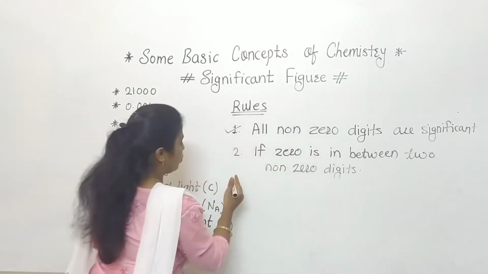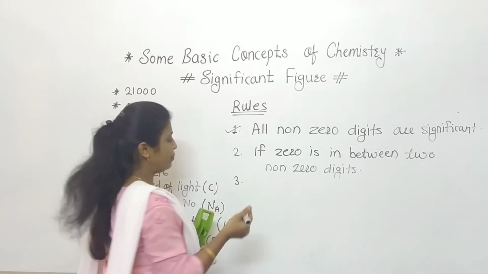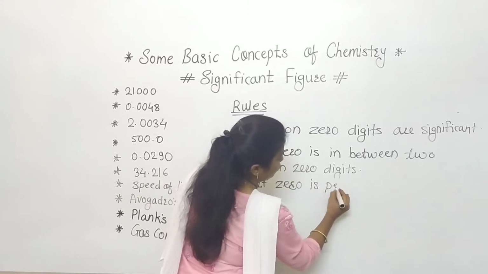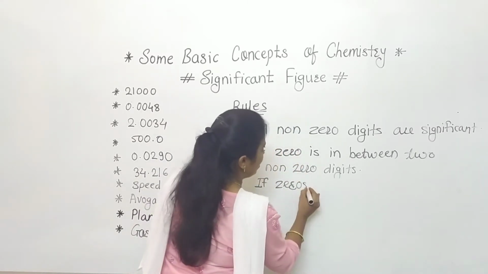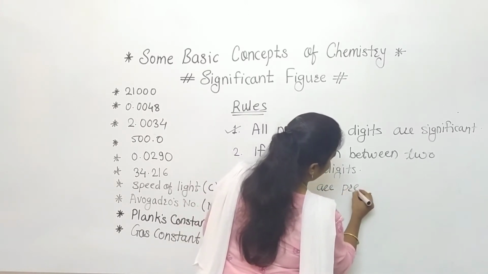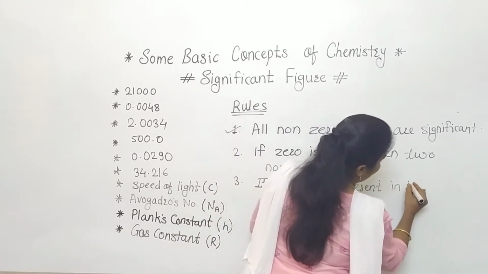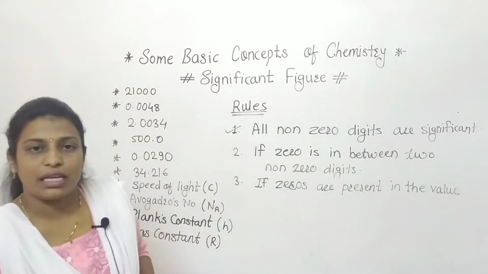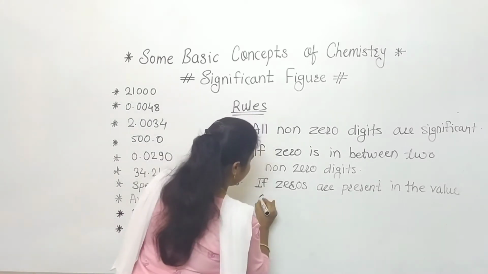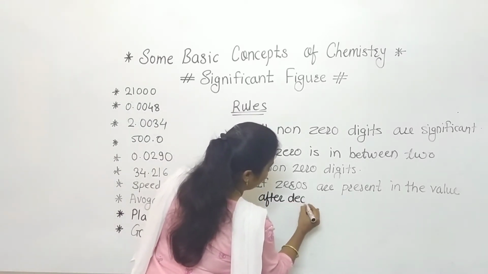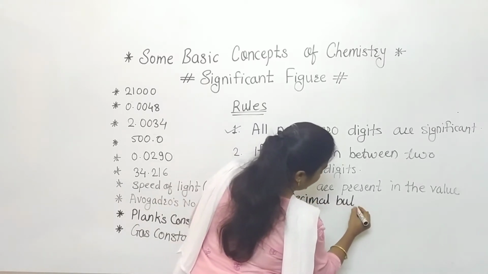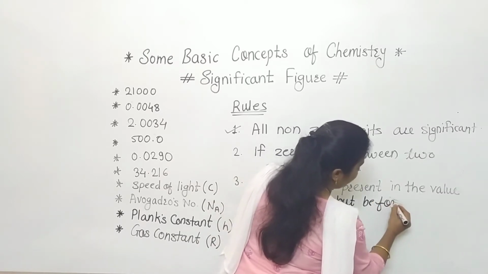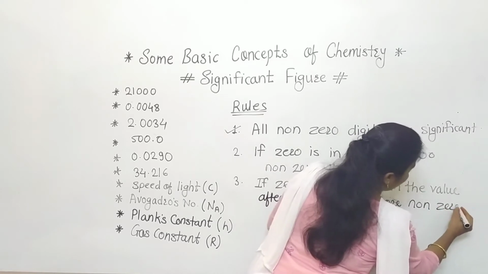Now see third rule. What is that third rule? If we consider the third rule, now see, if zeros are present in the value after decimal, but before non-zero digit.